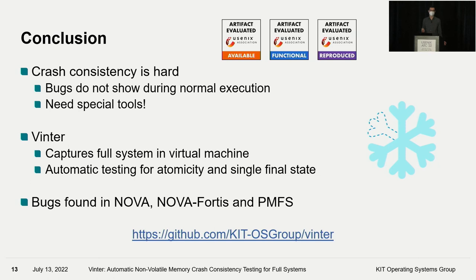To conclude, I want to repeat the assertion from the start that crash consistency is a hard problem, since bugs do not show during normal execution, and we need special tools to test for it. Vinter is one such tool that captures the full system in a virtual machine and also features automatic testing for properties such as atomicity and single final state. We analyzed the file systems Nova, Nova Fortis, and PMFS and found several new bugs. We successfully participated in the artifact evaluation, and our source code is available on GitHub. So check it out if you're working on NVM file systems yourself.